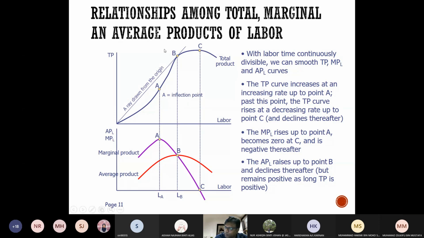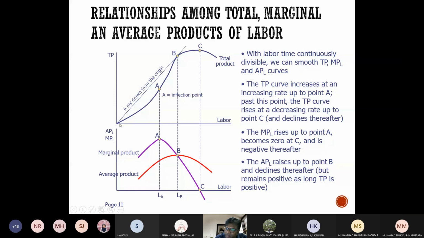Now, as you can see here, the first graph is total product versus labor. The curve is just going up proportionally, and then at one point it drops. It stops at C and then it drops. So they pointed out three points: A, B, and C.